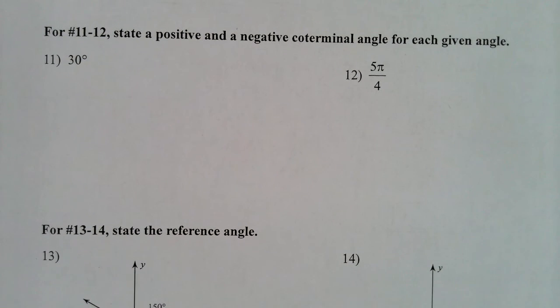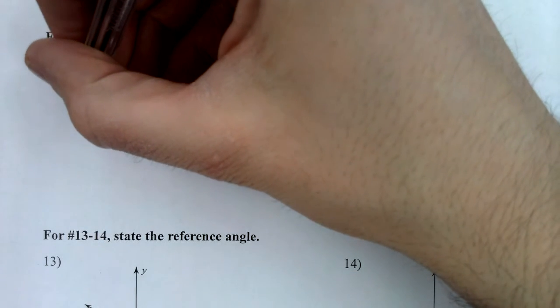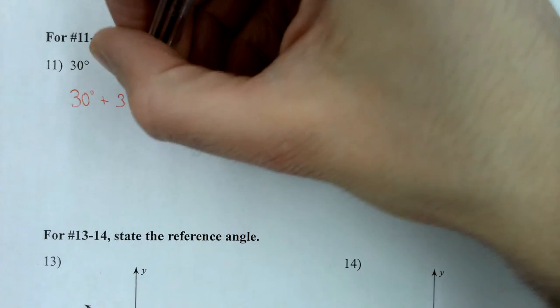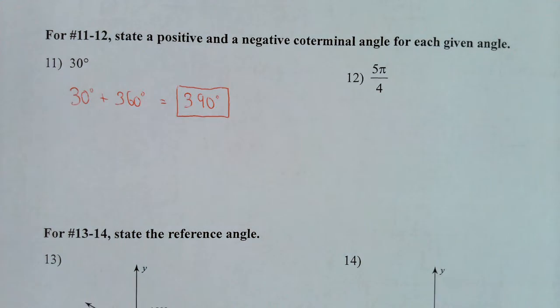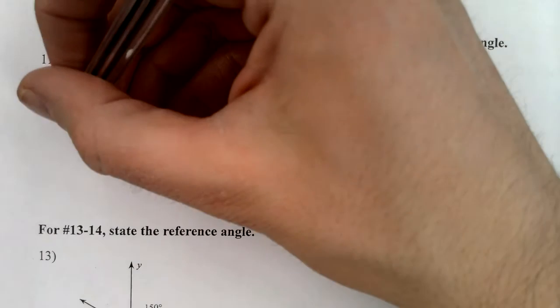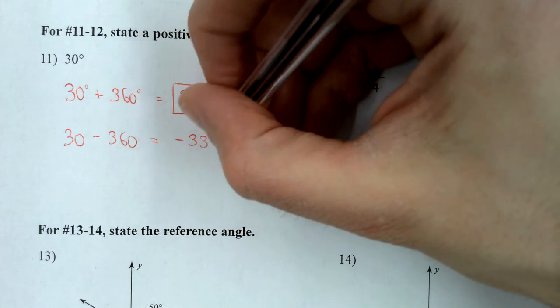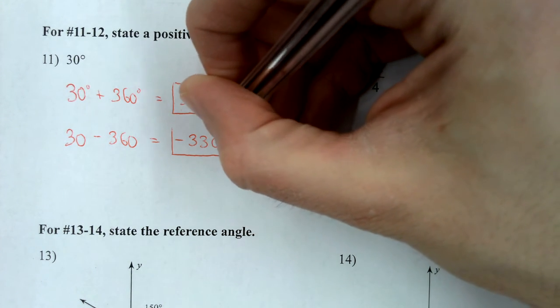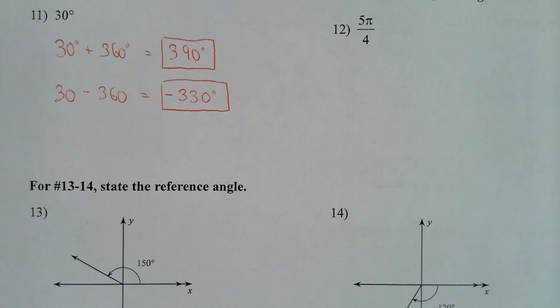Number 11, number 12, state a positive and a negative coterminal angle. So it's going to be multiples of 360. Multiples of 360 are coterminal because a circle is 360 degrees around. So for number 11, I'm going to do 30 plus 360. That'll give me 390 degrees. Then I'll do 30 minus 360. That'll give me negative 330.